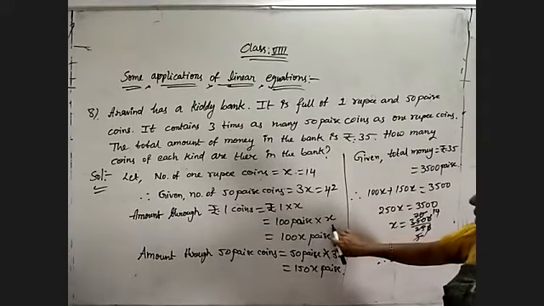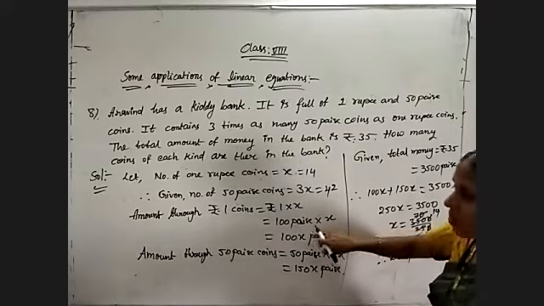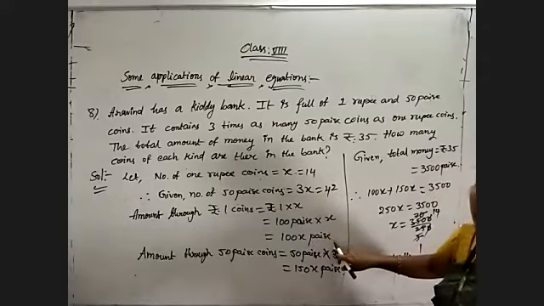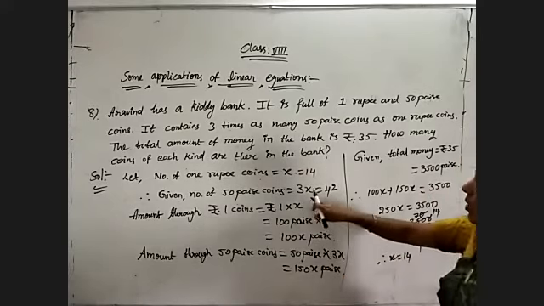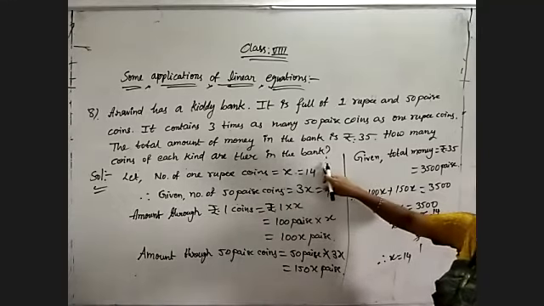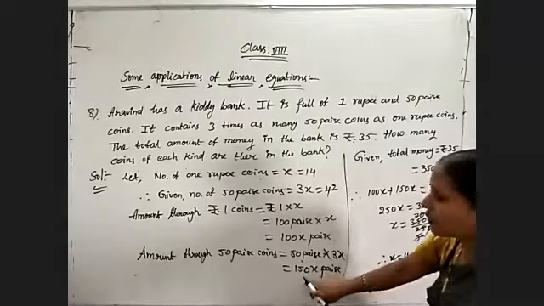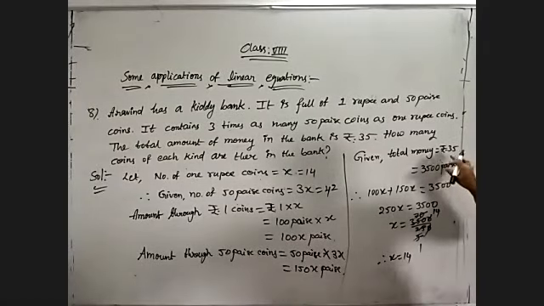So total amount through 1 rupee coins is equal to 1 rupee into x. 1 rupee is nothing but 100 paisa, so 100x paisa. And through 50 paisa coins, 50 paisa into 3x, because they only gave that 50 paisa coins are 3 times 1 rupee coins. So 3 into 50 paisa, that is 150x. Now total amount is 35 rupees, nothing but 3500 paisa.